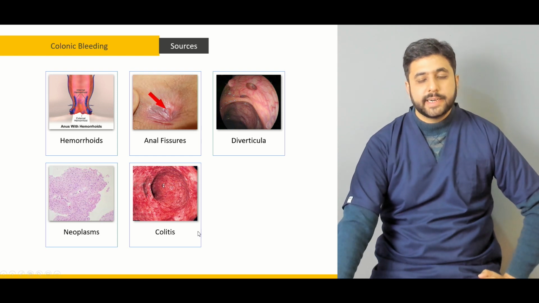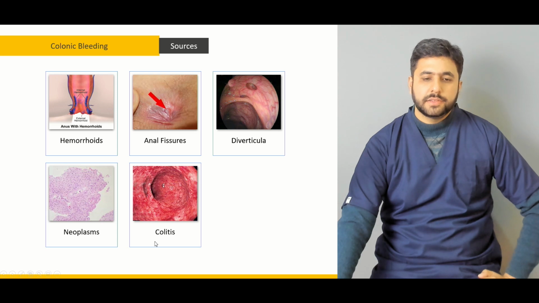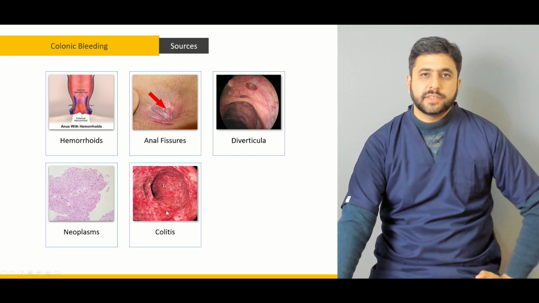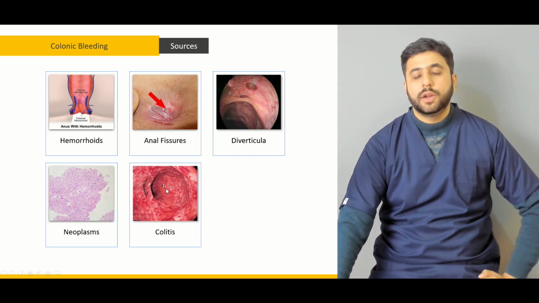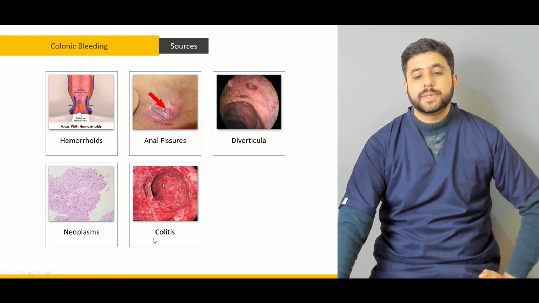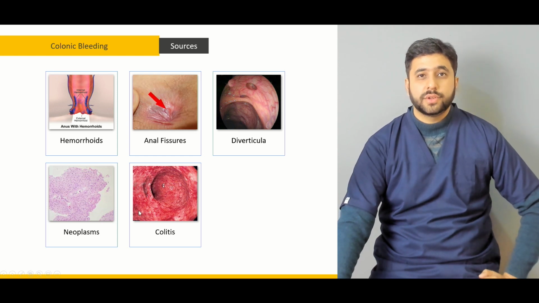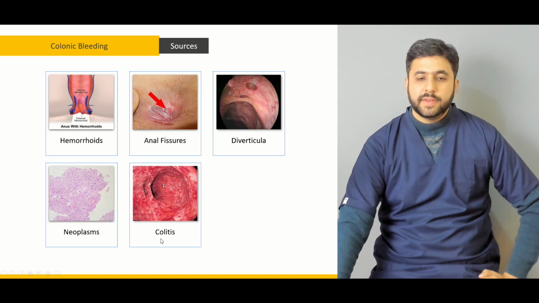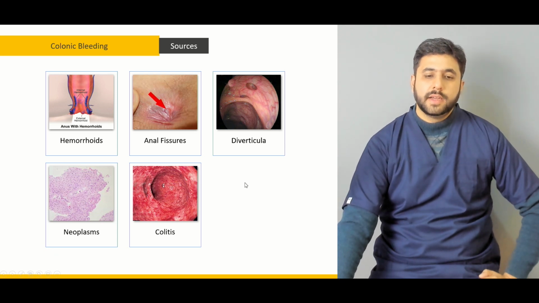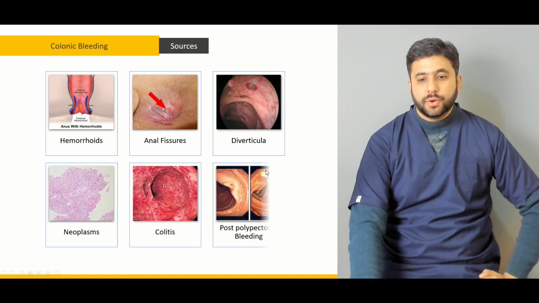Similarly, colitis is any condition which causes inflammation of the colon. As you know, all this redness and edema is inflammation. This can be ischemic colitis, ulcerative colitis, or because of a bacterial infection or anything. And this can also present along with the other features of inflammation like pain or redness. It can also present with bleeding as well, specifically in the context of ulcerative colitis or ischemic colitis. So whenever the patient has colitis, there will be other signs and symptoms which will move you to the diagnosis of colitis. So this is also a common cause of colonic bleeding.